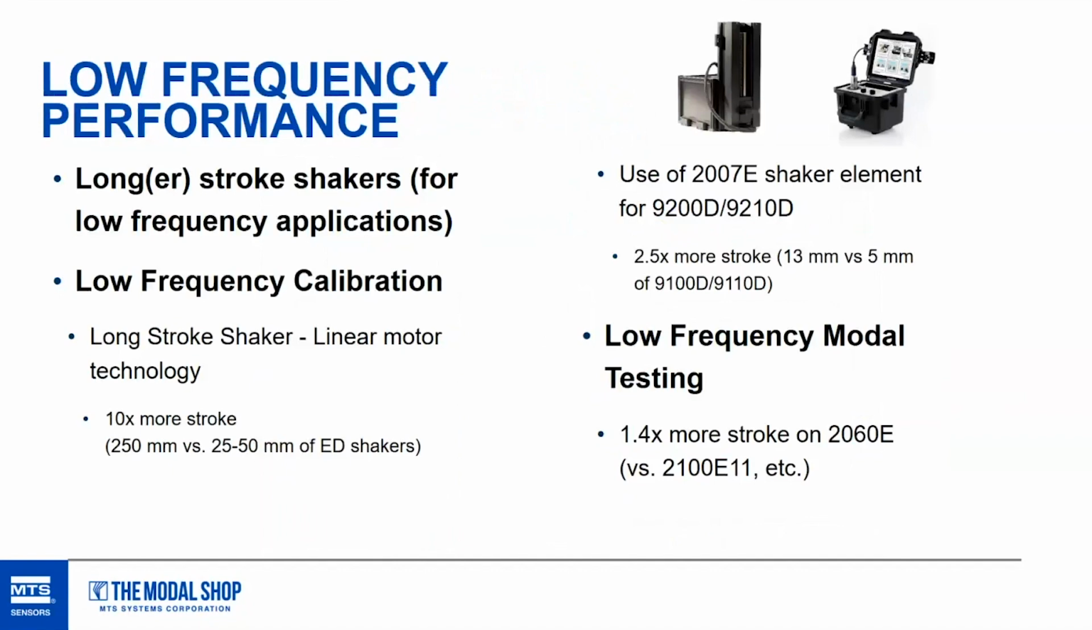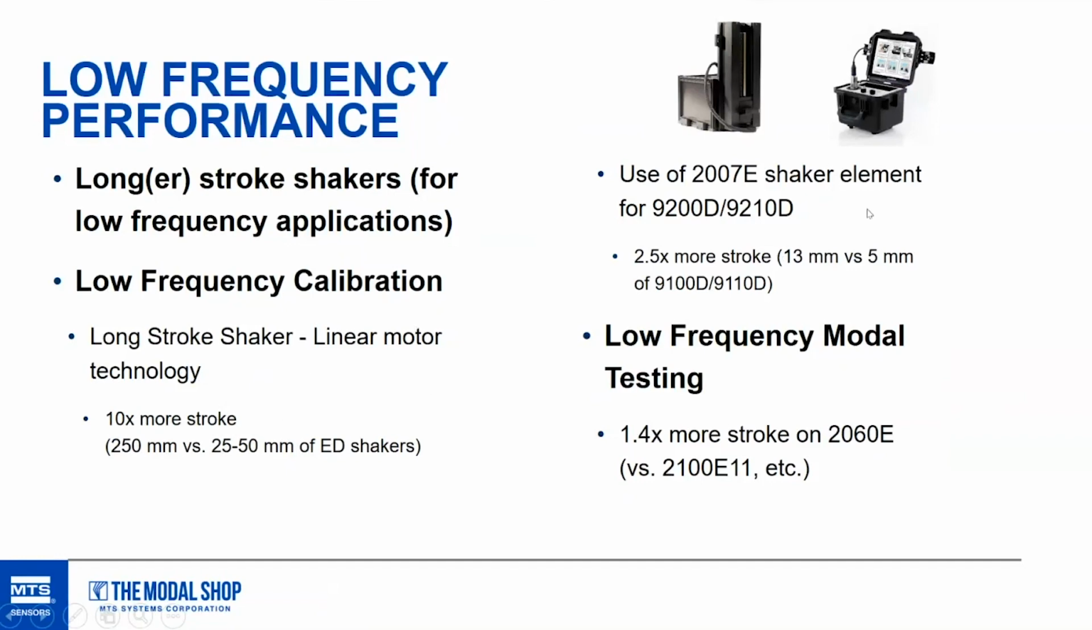Last but not least, we're going to look at the low frequency performance. So if you want a shaker that can do very well at low frequency, that can produce higher accelerations at low frequencies, you need to have more stroke. That's key again for some calibration applications where I'm calibrating low frequency sensors. So one particular design uses a linear motor technology to be able to create up to 10 times more stroke than you typically see on a traditional flexure-based shaker. So we can get up to 10 inches or 250 millimeters with this kind of linear motor design.